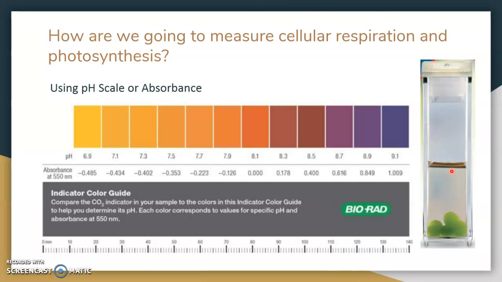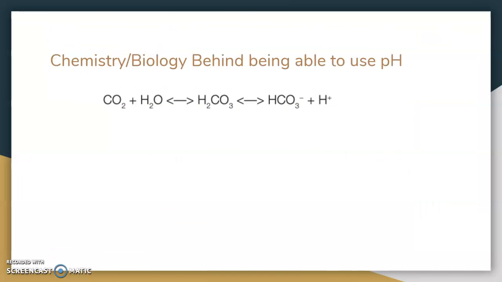So again, just to emphasize, we're going to be analyzing the liquid, not the actual algae beads themselves, and we're going to be looking at the color change of the liquid. And the way that we're going to get color change is by how much CO2 enters the liquid. So if CO2 is entering the liquid, that means it must be leaving the algae beads, and vice versa. If CO2 is leaving the liquid, then that means that CO2 must be going into the algae beads. So this is the chemistry behind the pH and how we can use it.